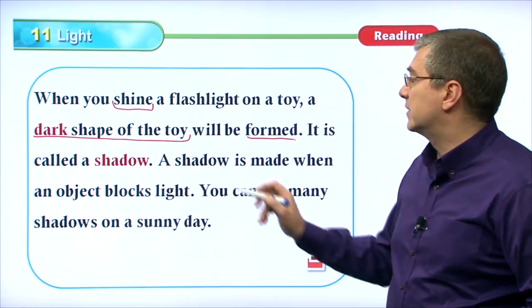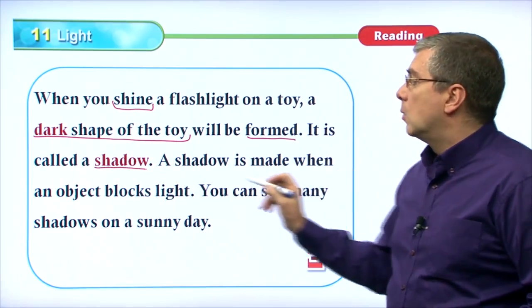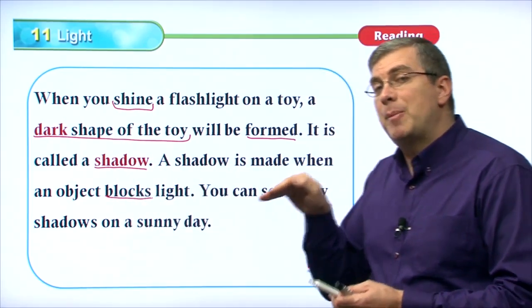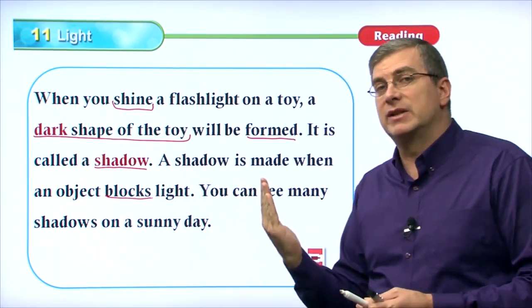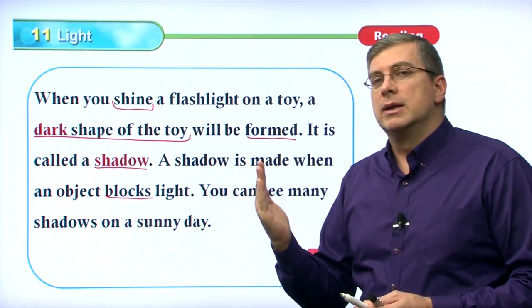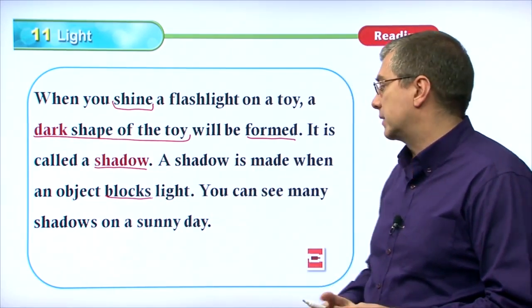That, of course, is called a shadow. A shadow is made when an object blocks light. So the light can't pass through. The object blocks it. It says, you can't pass, I'm blocking you. Light cannot pass. It is blocked.